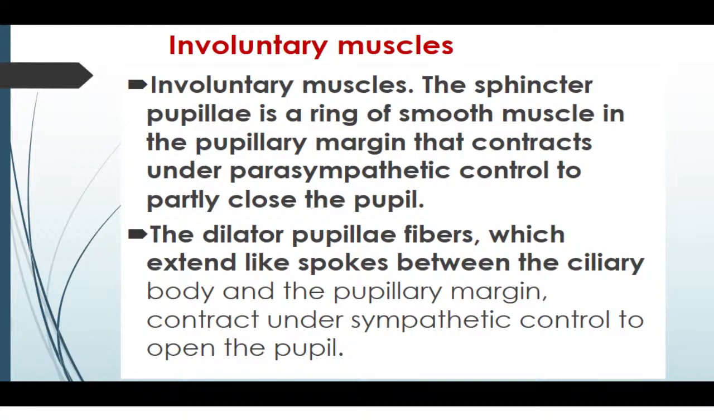Ordinarily, these are involuntary muscles. The sphincter pupillae is a ring of smooth muscle in the pupillary margin that contracts under parasympathetic control, partly closing the pupil. The dilator pupillae fibers, which extend like spokes between the ciliary body and the pupillary margin, contract under sympathetic control to open the pupil. Parasympathetic closes the pupil. Sympathetic control opens the pupil.